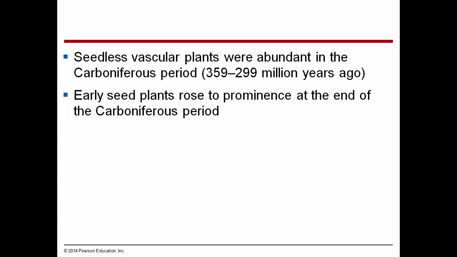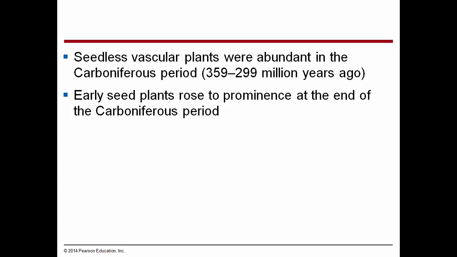Seedless vascular plants were abundant in the Carboniferous period, 359 to 299 million years ago. Early seed plants rose to prominence at the end of the Carboniferous period. Okay, so during the Carboniferous period, there was high carbon dioxide and a great deal of moisture in the atmosphere, and this was conducive to the seedless vascular plants, like the tree ferns and even the rudimentary Lycopodium, the rudimentary club mosses. Some of these tree ferns and Lycopodium grew to a fairly decent height.